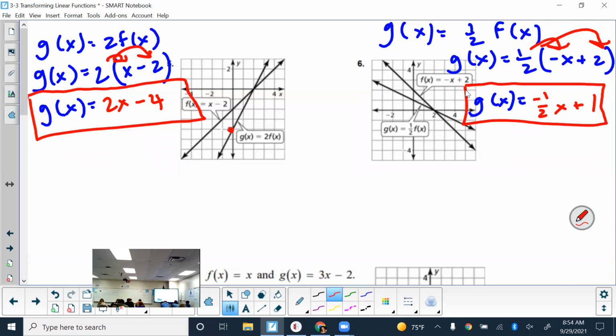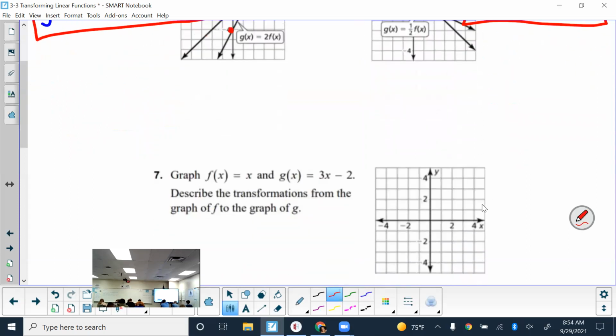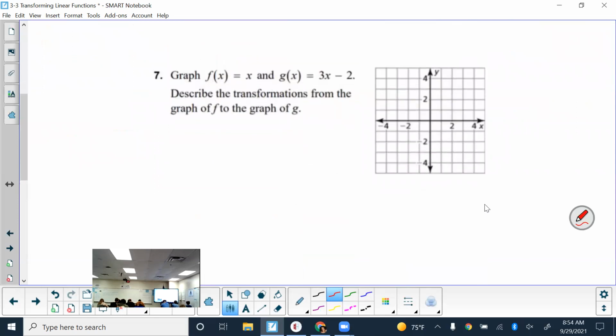All right, so here's another type of problem that does help us with something on our success criteria. Scrolling down, number 7 says to graph f of x equals x and g of x equals 3x minus 2. So f of x equals x is actually what's called a parent graph, or a parent function. Your parent functions are always the simplest equation that you can make. There's parent functions for linear equations, and later on you'll see them for absolute value, quadratics and so on. But this is the simplest function for linear equations.